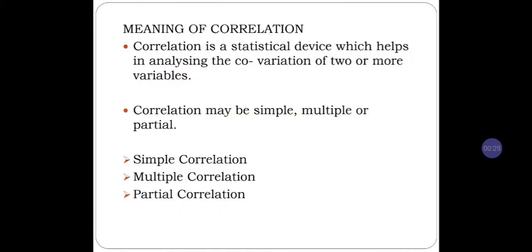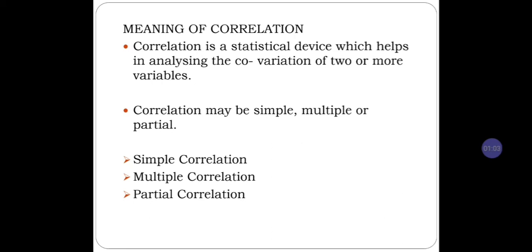Meaning of correlation: correlation is a statistical device which helps in analyzing the covariance of two or more variables. Here we will be seeing the covariance between two or more variables. This correlation helps in identifying the covariables. Your variables are your x and y variables.